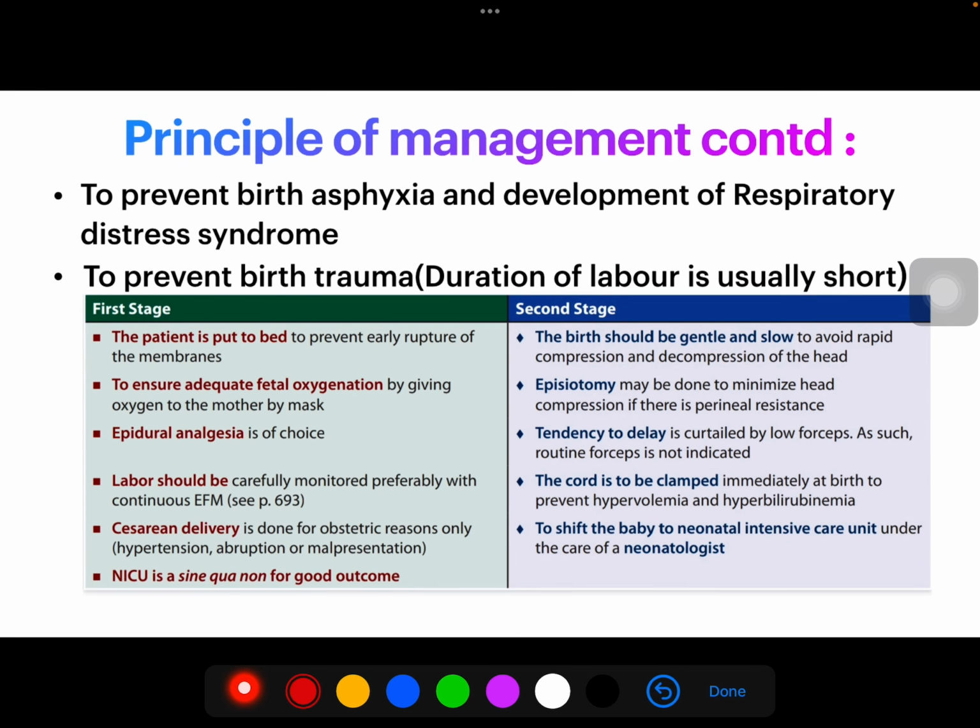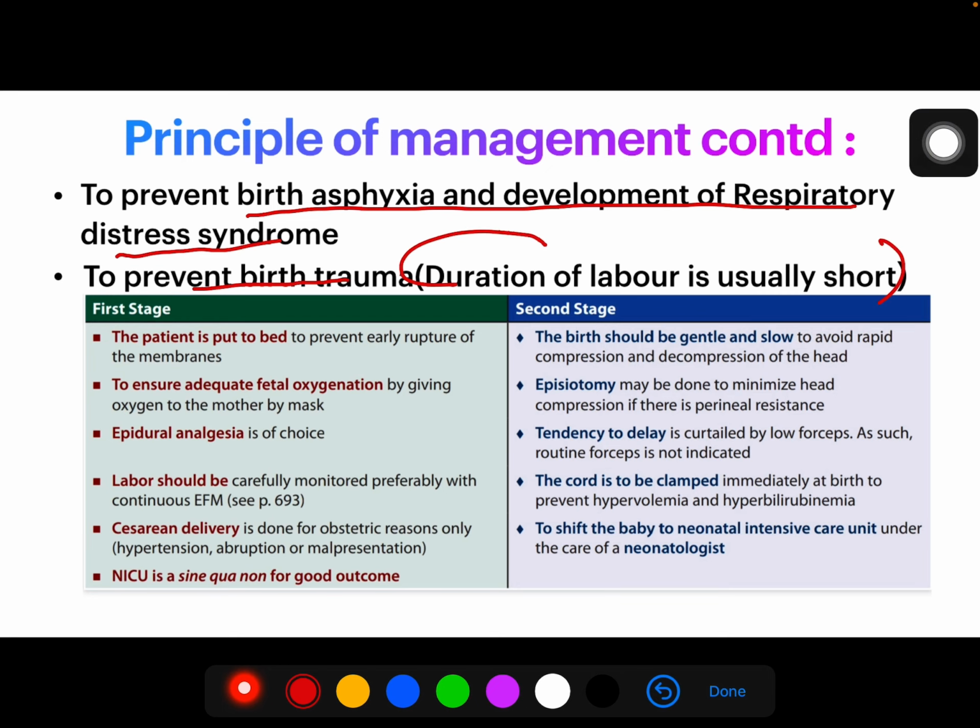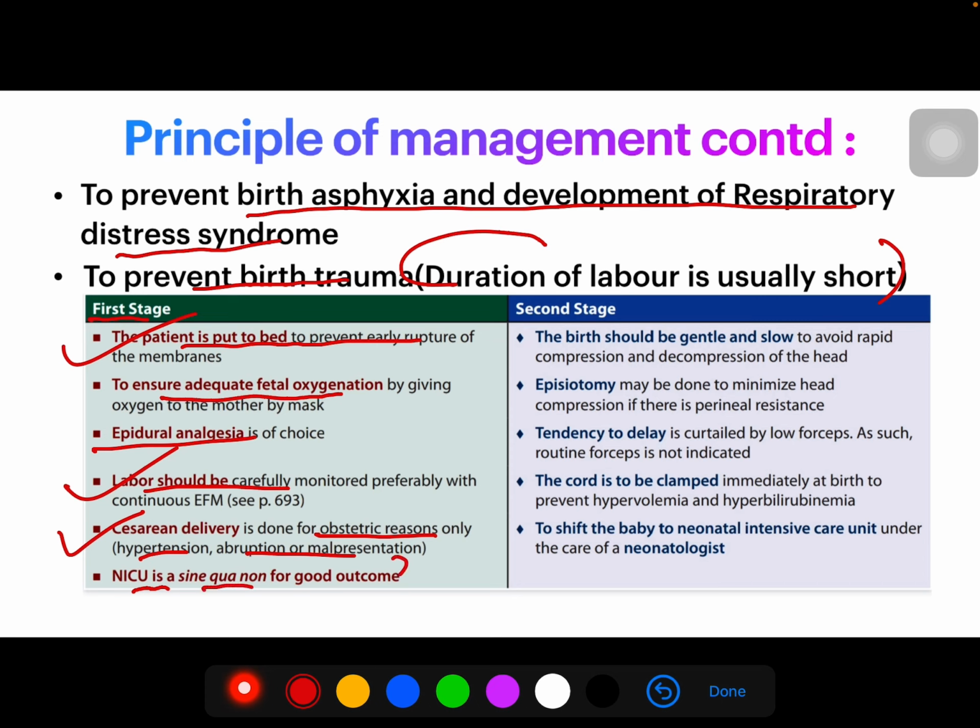For the principle of management, to prevent birth asphyxia and the development of respiratory distress syndrome, and to prevent birth trauma, the duration of the labor will usually be short. For the first reason, the patient is put on bed rest to prevent early rupture of the membrane and to ensure adequate fetal oxygenation. Epidural anesthesia is of choice, and the labor should be carefully monitored, preferably with continuous EFM. Cesarean delivery is done for obstetric reasons only, like hypertension, abruption, and malpresentation. NICU is a sine qua non for good outcome.